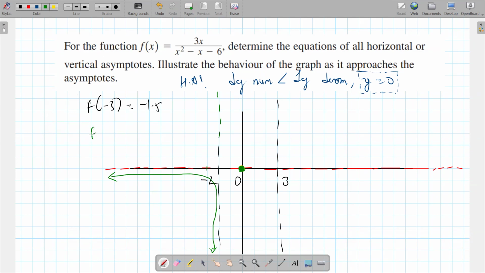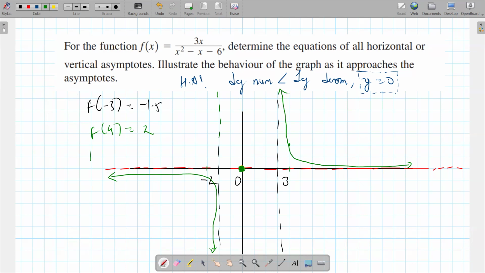I'm going to do the same thing on the other side. F of 4, I'm going to plug 4 in there. So that's 12 divided by 16 minus 4 minus 6. So that's 2. F of 4 is 2. So I'm above the y-axis. I'm here. Now the only way this is going to work with respect to the two asymptotes is if you write it this way.